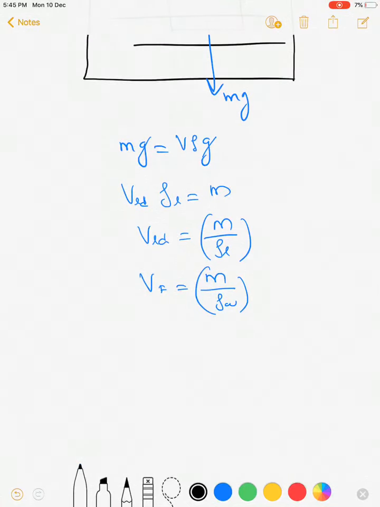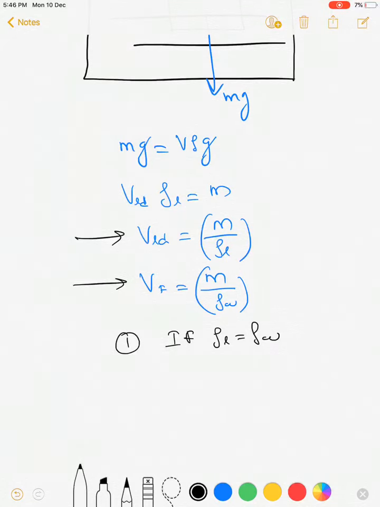So we can just consider these two equations. The volume of liquid displaced by ice is mass divided by density of liquid, and the volume that we are getting because of melting of ice is mass divided by density of water. Now consider the first situation: if the density of liquid is equal to density of water, after melting we will get water, so density of liquid and density of water are the same. That means volume of liquid displaced and volume of water formed are the same. So there will not be any change in level of liquid.